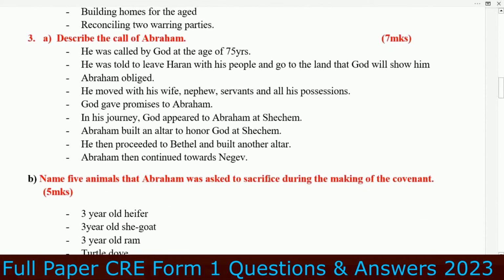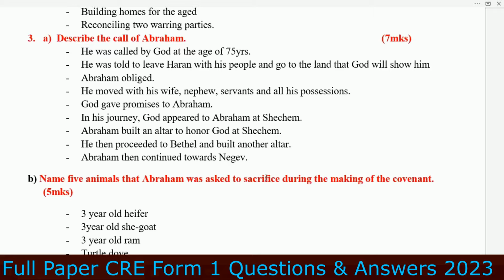Number 3, describe the call of Abraham. You're told to describe this question. They repeat it very many times. Describe the call of Abraham. 7 marks. He was called by God at the age of 75.